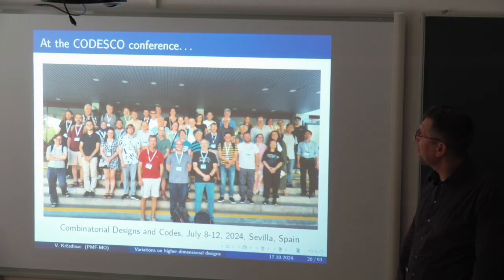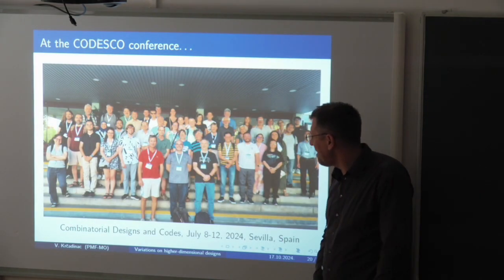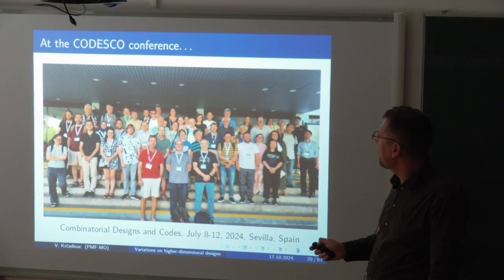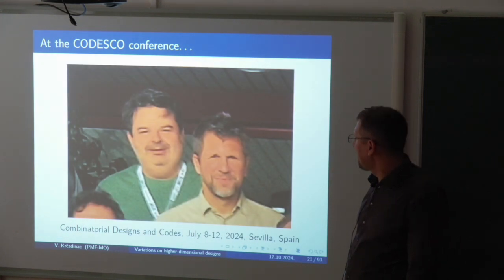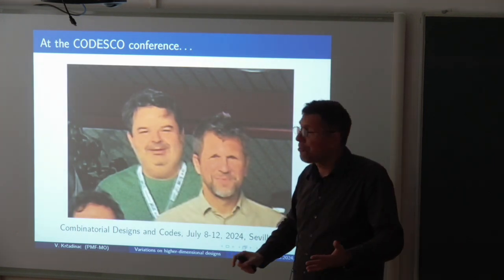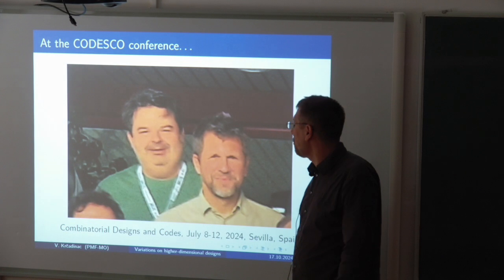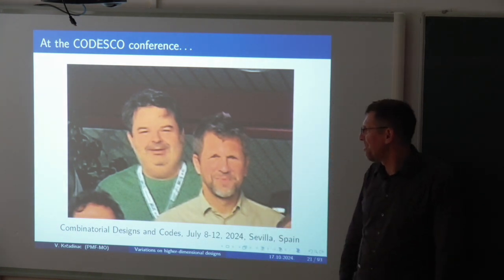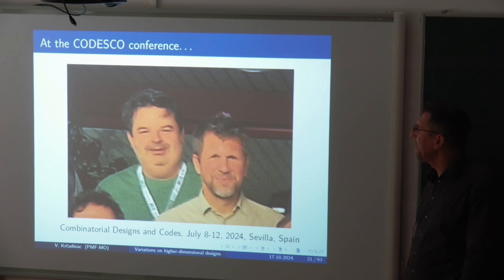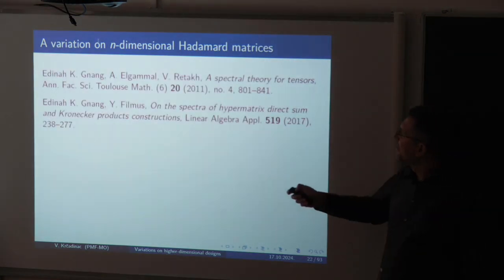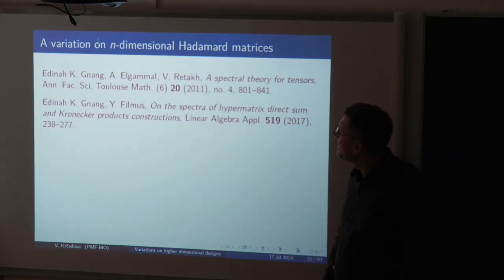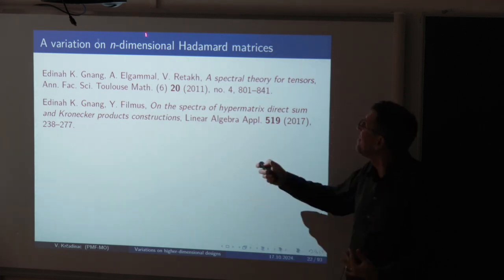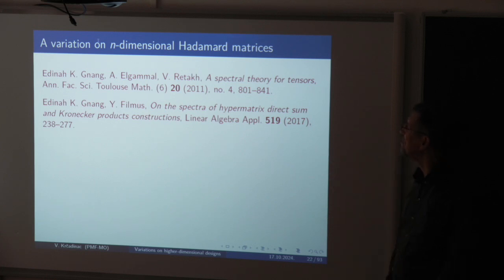Okay, here is this Codesco conference in Sevilla, the group photo. I'm right here, and behind me is Ilias Kotsireas, who gave the talk about the Hadamard conjecture. And of course, I asked him whether he knew anything about higher dimensions. This wasn't in his talk. And he pointed to this guy, Edina Grang, who, together with some co-authors, has a different definition of n-dimensional Hadamard matrices, as it turned out.